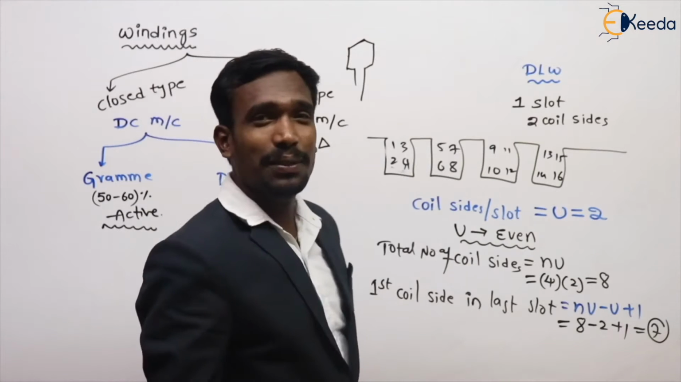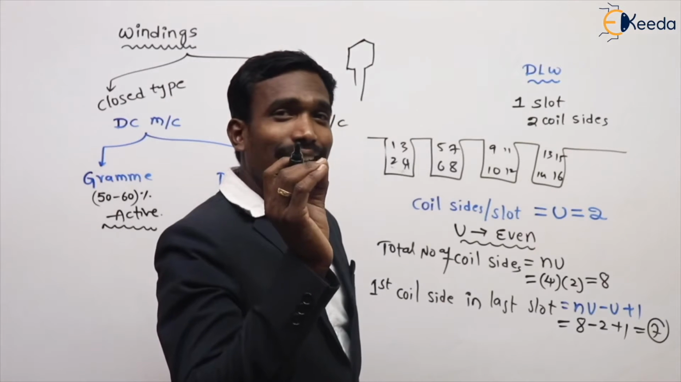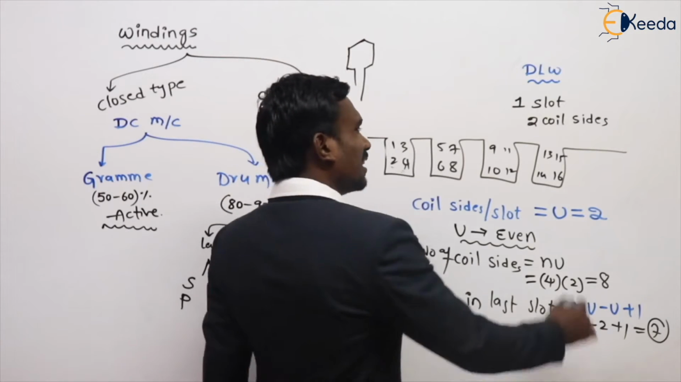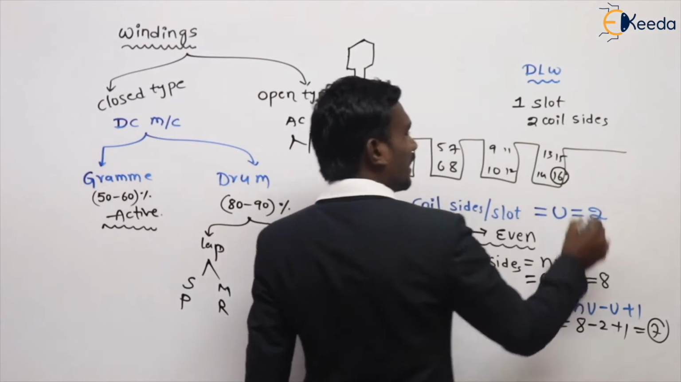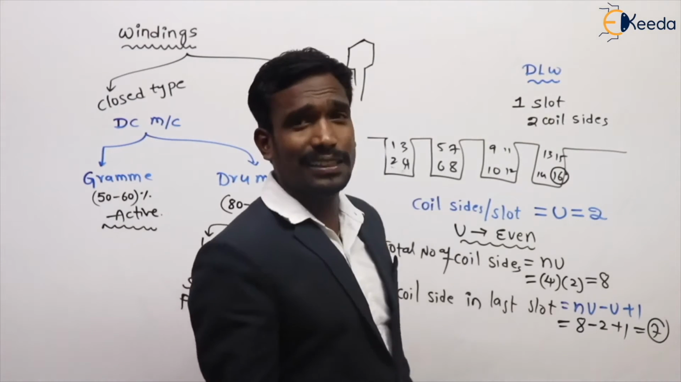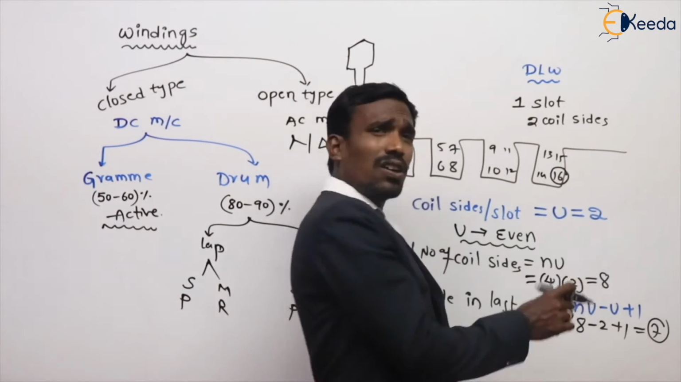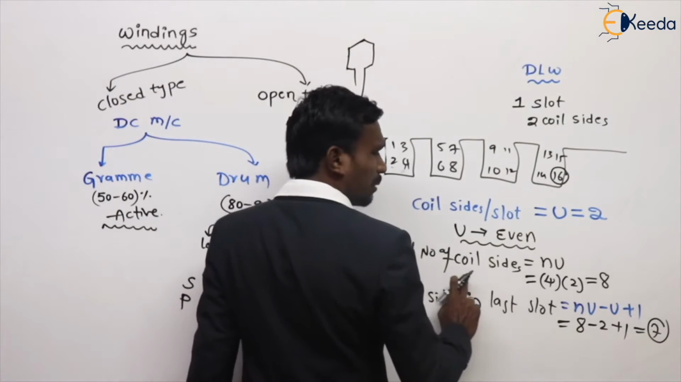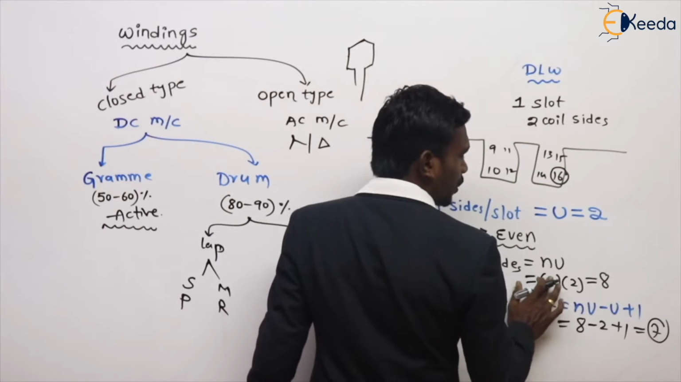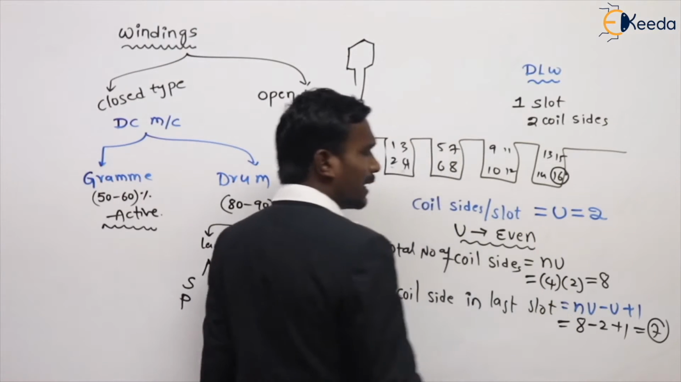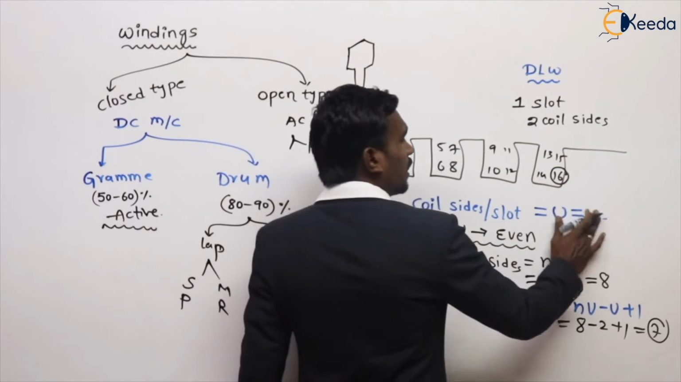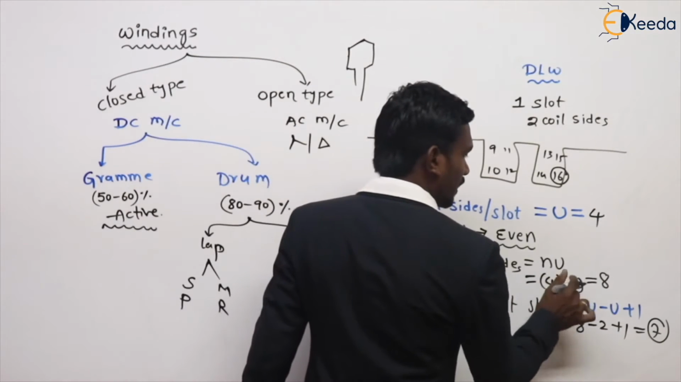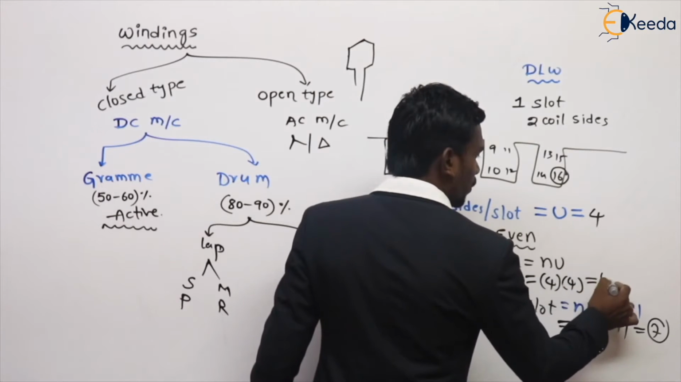Now, can you tell me what is the last slot, last coil side? This is the last slot, last coil side, or total number of coil sides. Both are the same, right? So what is the answer? Total number of coil sides equals NU. What is N here? N is 4 again. But what is U here? U, the number of coil sides per slot, 4. 4 fours are 16. Very good answer. You can tell this one.